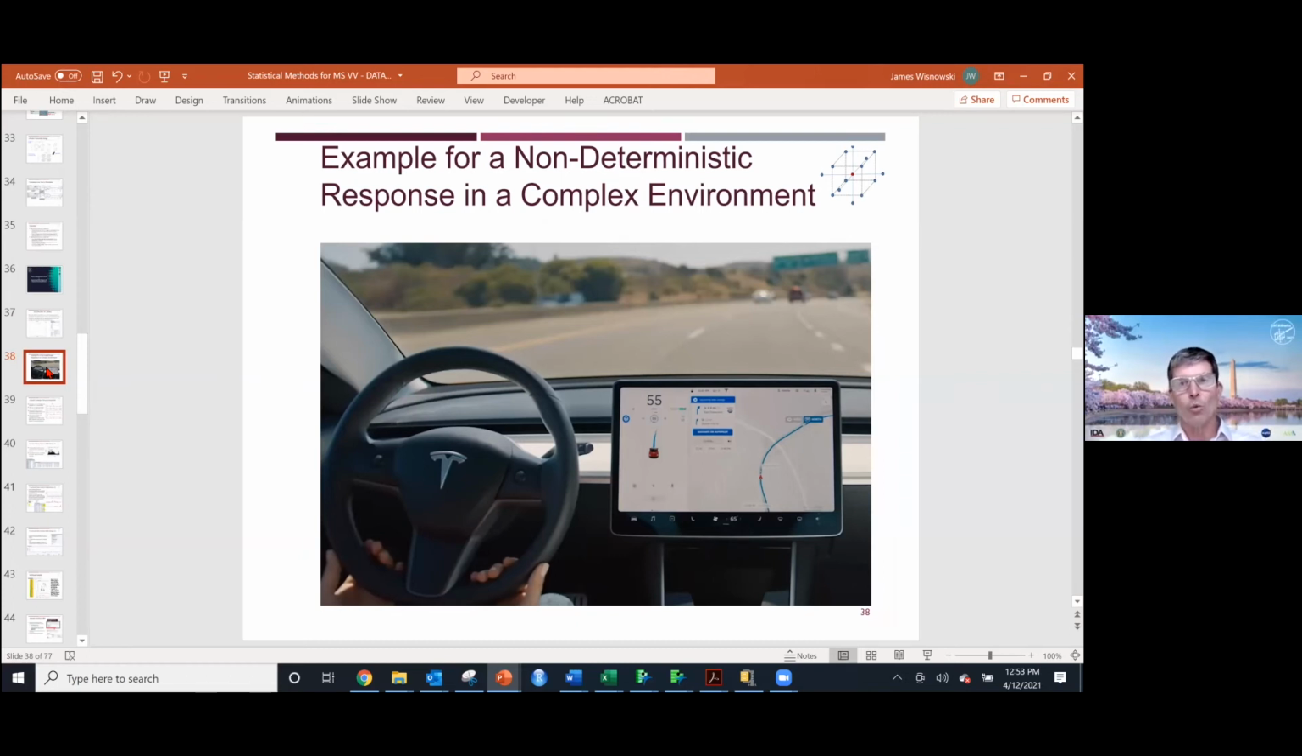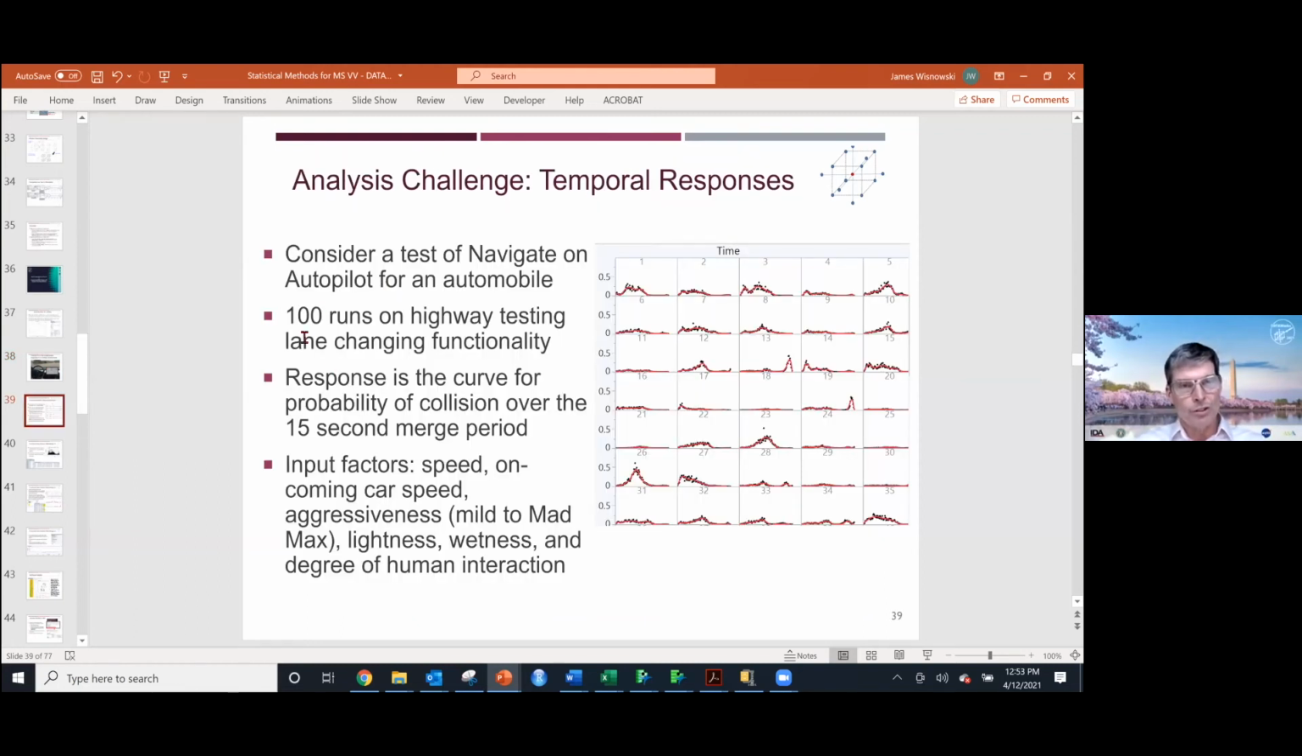A lot of work we've been doing lately is with autonomous systems, a huge push in the Department of Defense for obvious reasons. So this example is just going to be using the Tesla AutoNav system. The idea is, as we look at many different factors, do we have something that's changing the probability of collision? There's going to be 100 different runs doing some highway testing, looking at lane changing. You can think of each run as having different input settings, i.e. the speed that the Tesla's going, the oncoming car speed in the left lane.